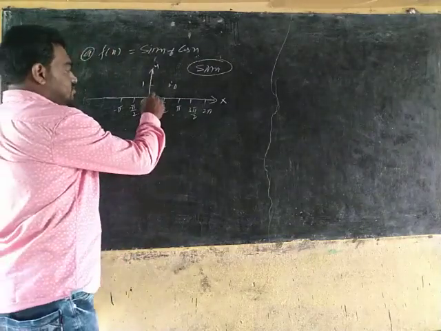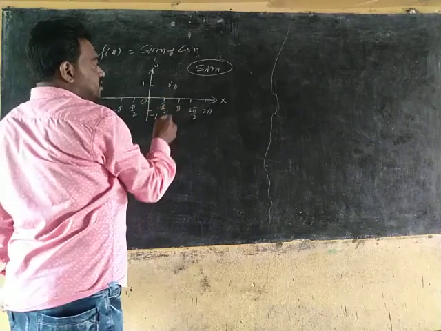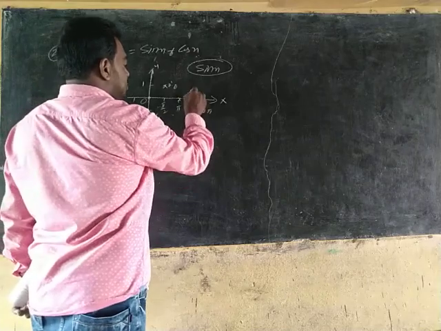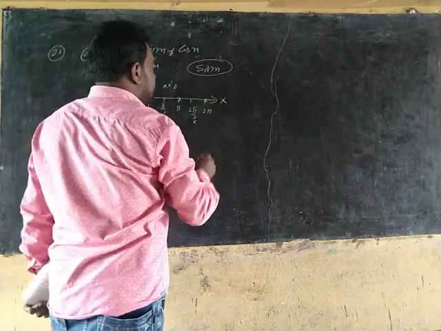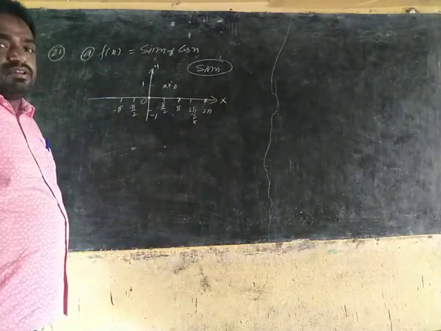At x equals 0, sin 0 is 0. At x equals pi by 2, sin pi by 2 is 1, sin pi (180 degrees) is 0, sin 3 pi by 2 is minus 1. Next, sin 2 pi is 0. Next, at 5 pi by 2, it is plus 1. Like that we are getting.